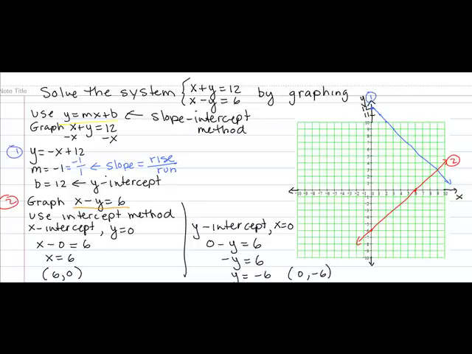Okay, the solution is where the two graphs intersect. So what do I have? I have this point right here is the solution to the system. That point looks like 9, 3. It is a solution because if I look at my original system, the two numbers add to 12, and our numbers add to 12, and subtract to 6, and our two numbers subtract to 6. So this is called the solution to the system, and we are done.